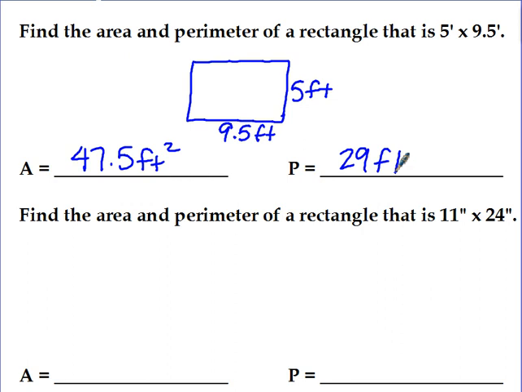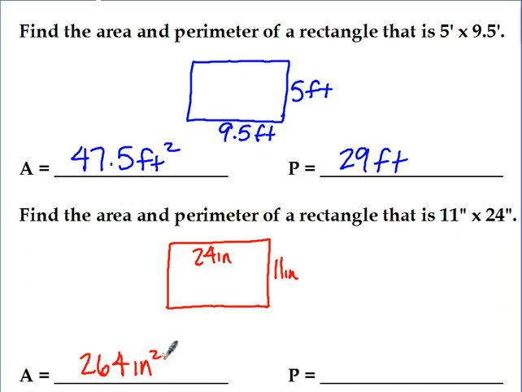Now, on this one, you notice there are 2 little apostrophes, 2 little marks there instead of just 1. If there are 2, then that means inches. So again, if you wanted to draw your rectangle, you could. The long side would be 24 inches, and the short side is 11 inches. And again, you would multiply them to get your area of 264. Don't forget units. And your perimeter would be 70. So 1 little mark is feet, 2 little marks are inches, and again, the way you would read this is 11 inches by 24 inches. That little X just means by.